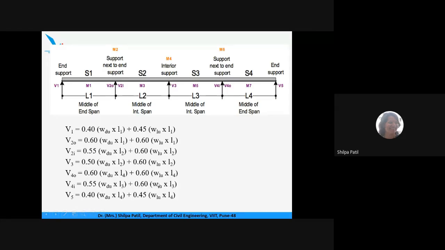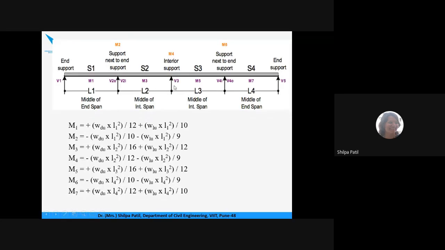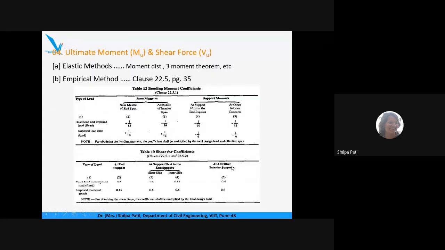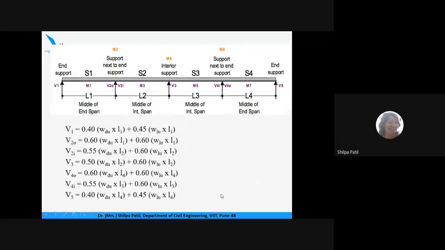These are the expressions. And this is the interior support. For the interior support, what is the coefficient? At all other interior supports, the coefficients are 0.5 and 0.6. So for the interior support V3, the coefficients are 0.5 and 0.6. Is it clear, everybody?